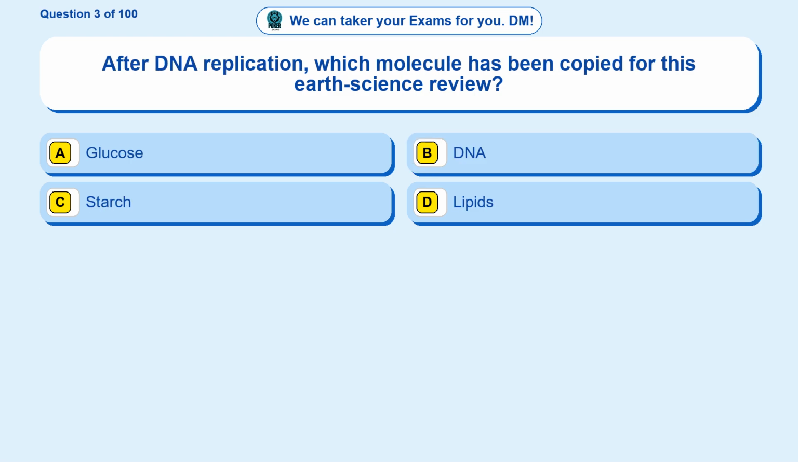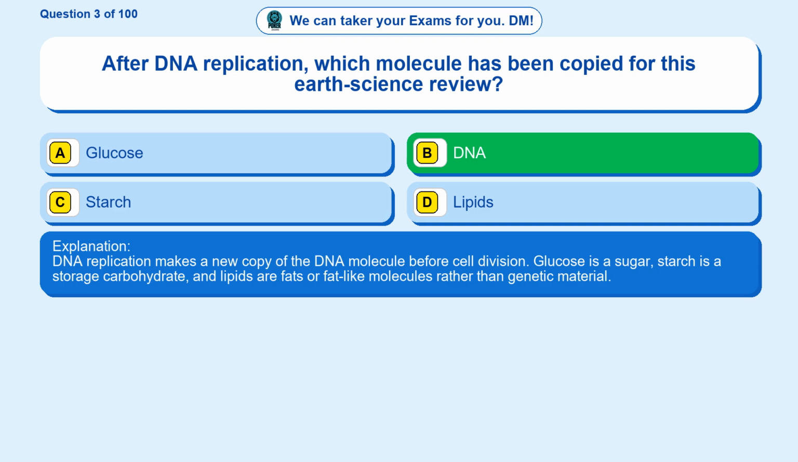Question 3. After DNA replication, which molecule has been copied for this Earth Science Review? Option A, glucose. Option B, DNA. Option C, starch. Option D, lipids. The correct answer is option B, DNA. DNA replication makes a new copy of the DNA molecule before cell division. Glucose is a sugar, starch is a storage carbohydrate, and lipids are fats or fat-like molecules rather than genetic material.